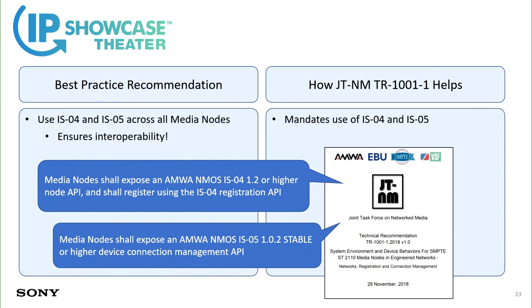So the first one is really quite obvious, but it's to make sure all your media nodes across your network are actually using IS-04 and IS-05 to ensure we have full interoperability across our network. And sure enough, TR 1001-1 mandates the use of IS-04 and IS-05, as well as some other things like DHCP and DNS. So that's good news. We're definitely all going to be using IS-04 and IS-05 across all our media nodes.